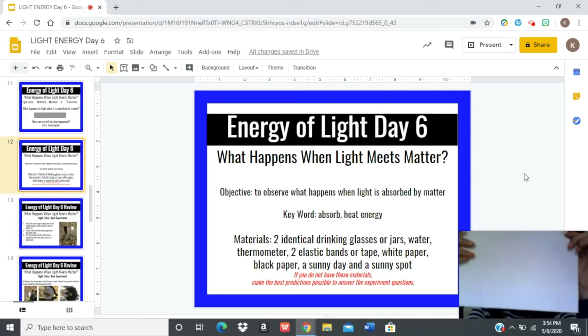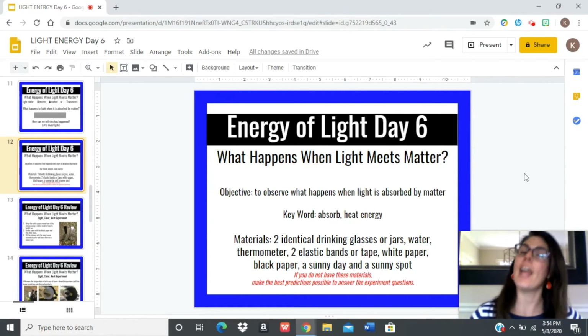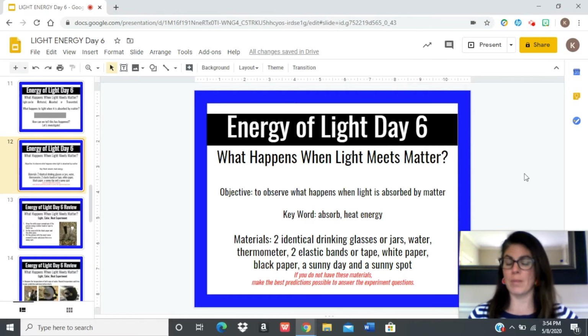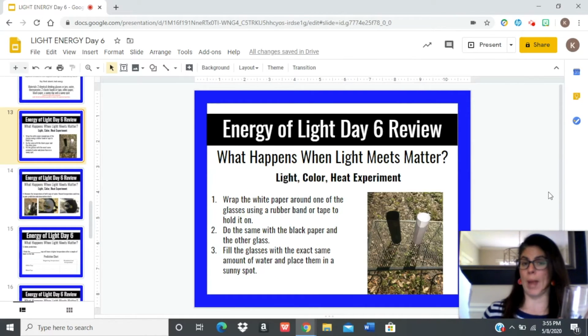You needed white paper, black paper, a sunny day, and a sunny spot. Remember, if you do not have these materials, make the best predictions possible to answer different questions. The first step is to wrap the white paper around one of the glasses using a rubber band or tape to hold it on.